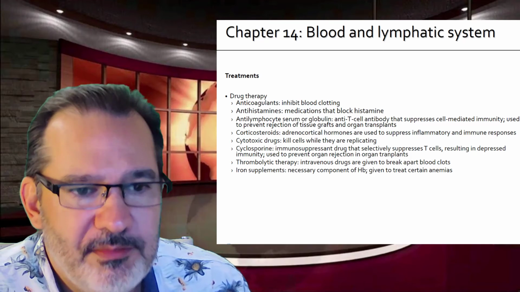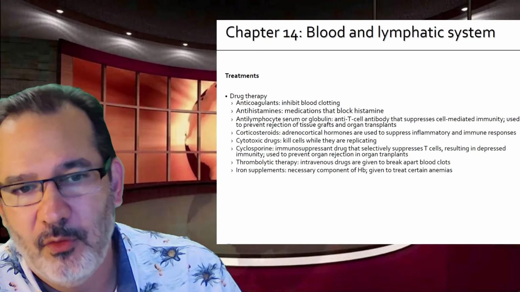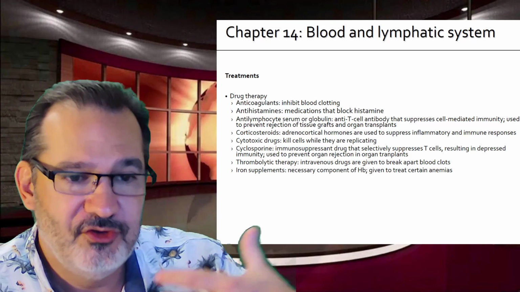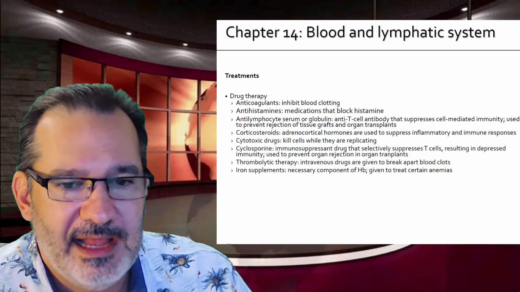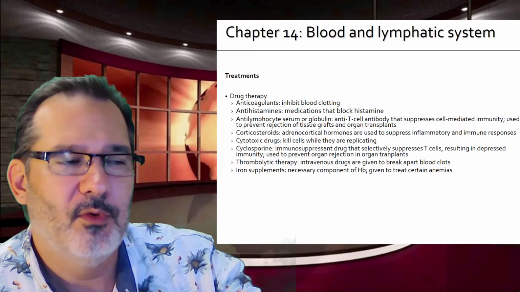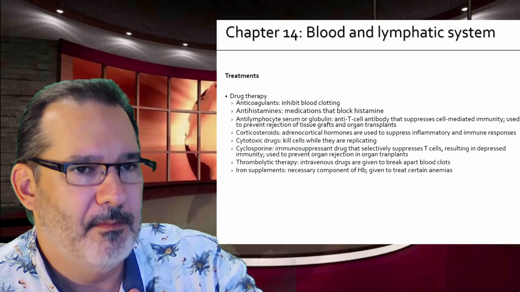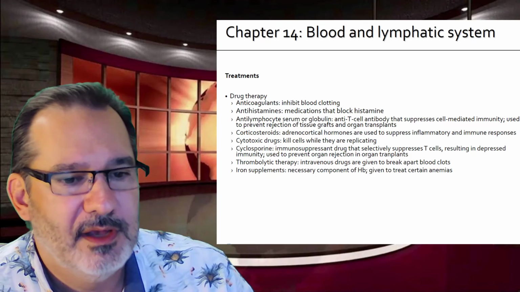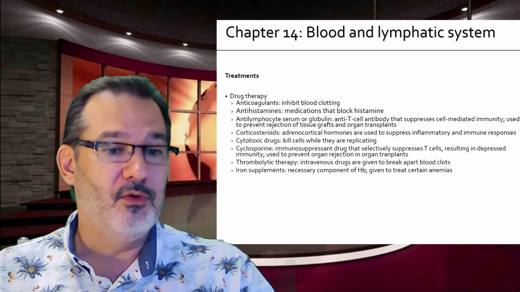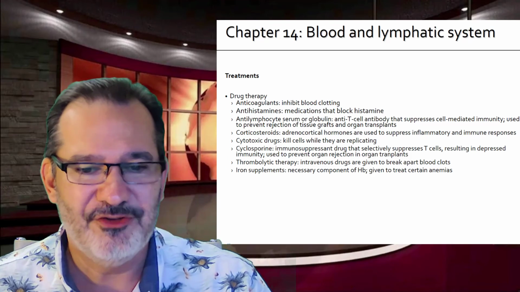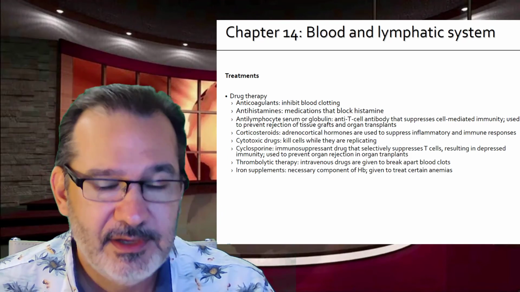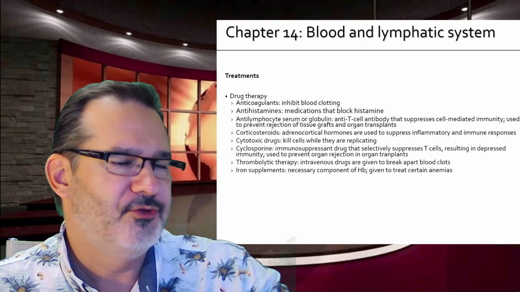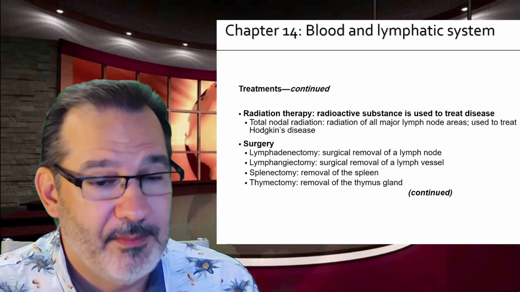Different drug therapies as treatments: anticoagulants for controlling blood clotting disorders, used to thin the blood. Antihistamines, oftentimes used for allergic reactions to things, to reduce the chances of things like hives developing. Okay, there's many different types of drugs. Thrombolytic therapy, intravenous drugs to break clots. Iron supplements necessary for hemoglobin. Oftentimes we just do that as over-the-counter iron supplements, but we can do that by prescription as well.